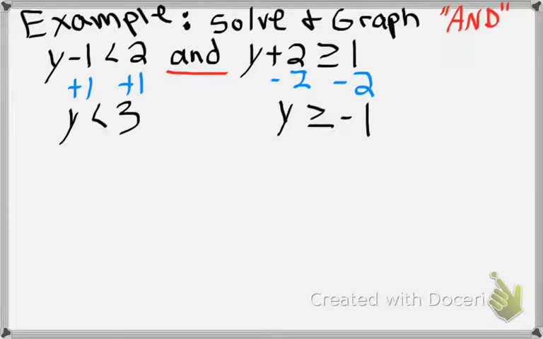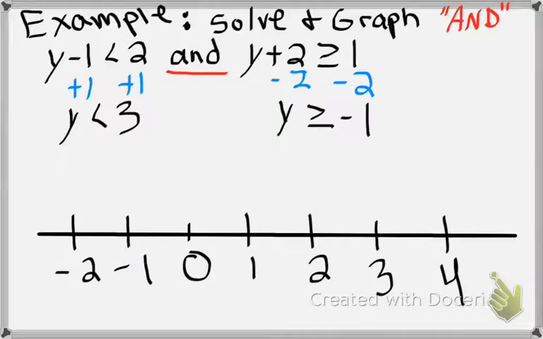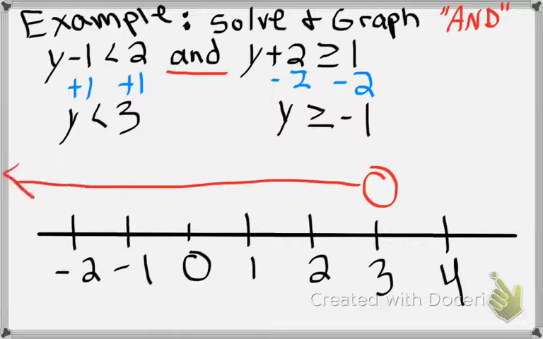Alright, so these are your two answers. Now graph them on the same number line. Alright, so my number line's huge, it's big and proud. So now less than 3. Less than 3, that's an open circle. Everything less than is to the left.